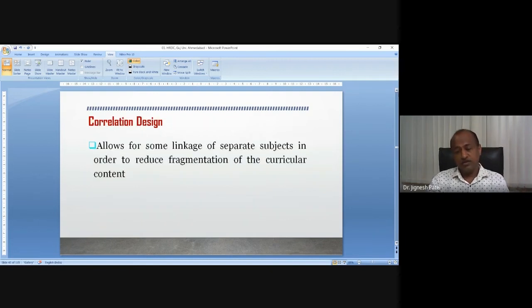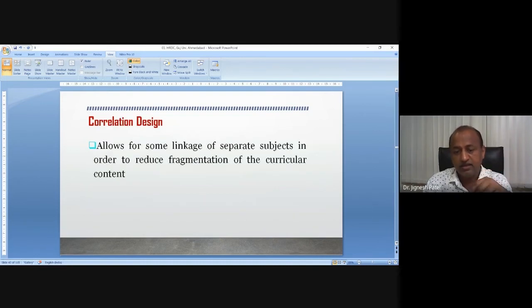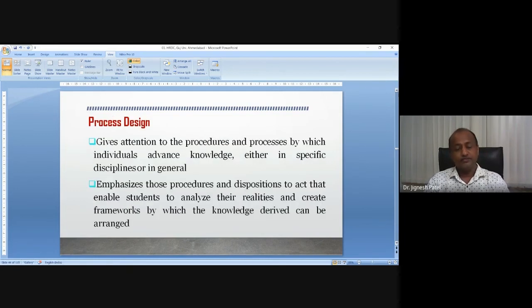Then correlational design allows for some linkage of separate subjects in order to reduce the fragmentation of the curricular content. So there should be linkage between separate subjects. In the earlier interdisciplinary design, a number of subjects are there. Here in correlational design, two different subjects have a linkage between them to reduce the fragmentation of the curricular content. That should be linkage in the content.